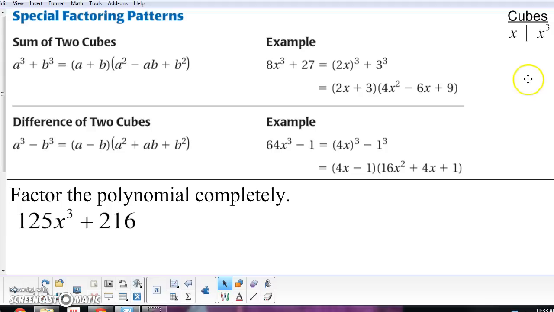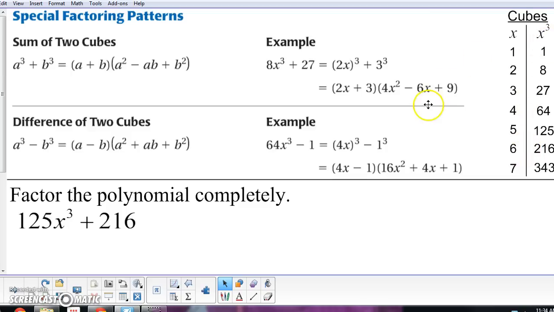To make sure that we know what we're talking about when we're talking about the perfect cubes, I've got a list of them for you right here. So here's x and then x cubed. 1 cubed is 1, 2 cubed is 8, etc., all the way down to 7 cubed being 343. So to go along with the squares that we need to be able to recognize and understand where they come from, cubes are now another kind of number that we should be able to pick out.